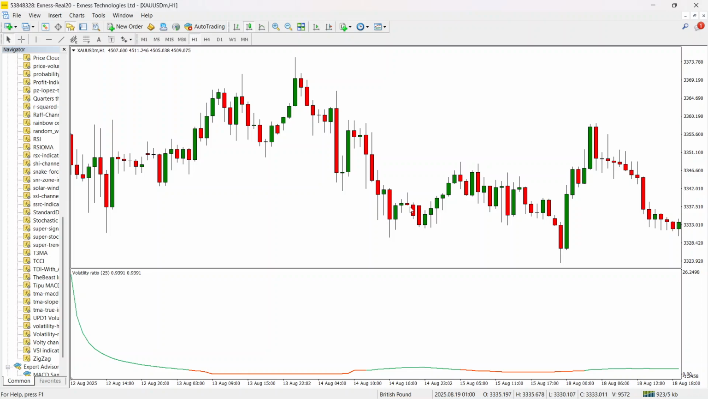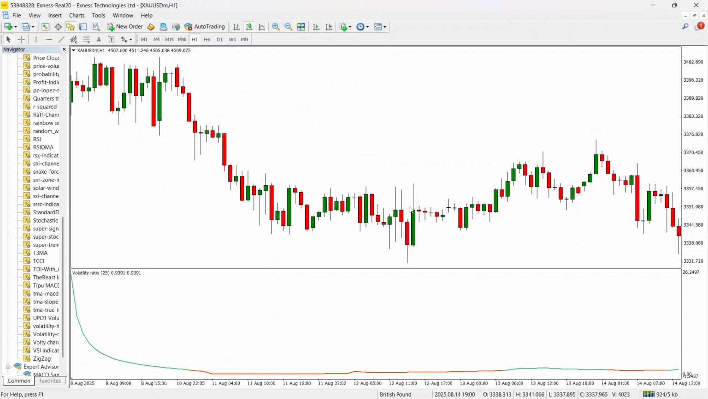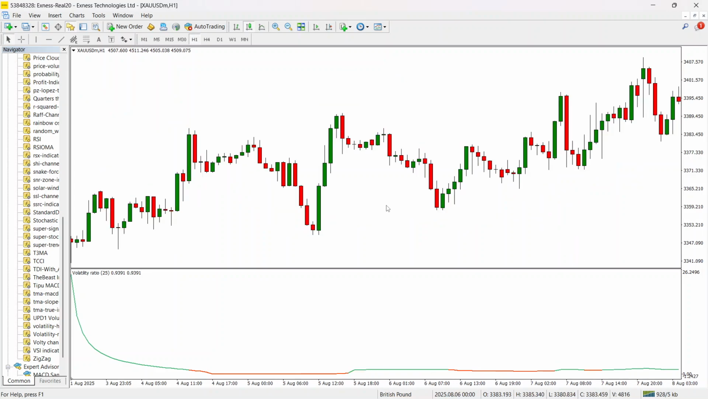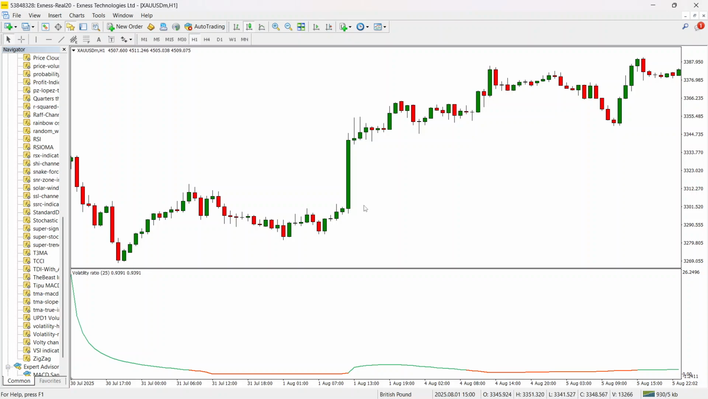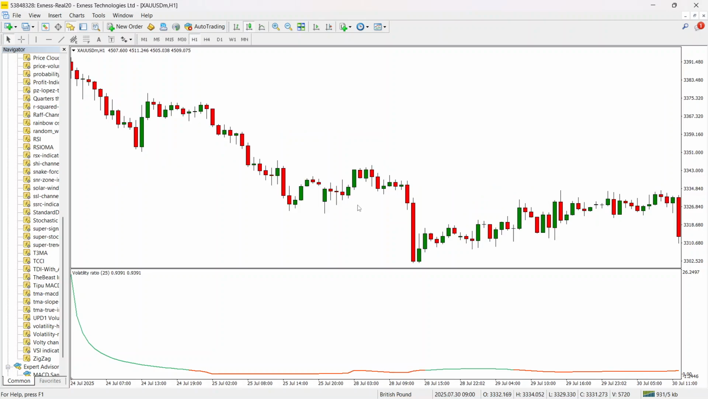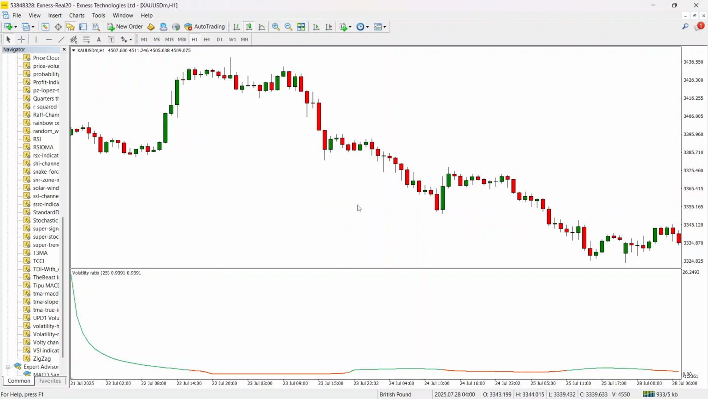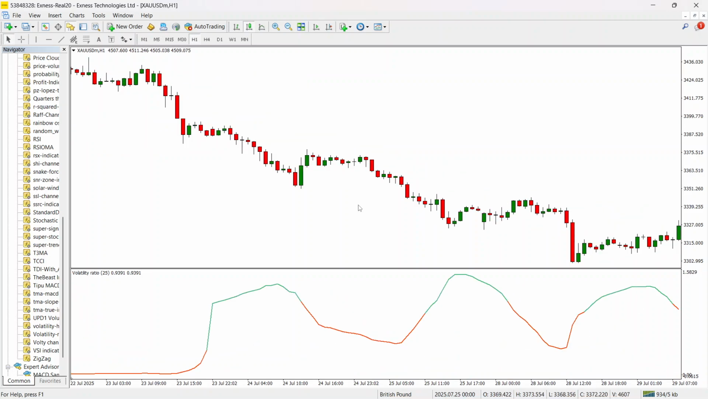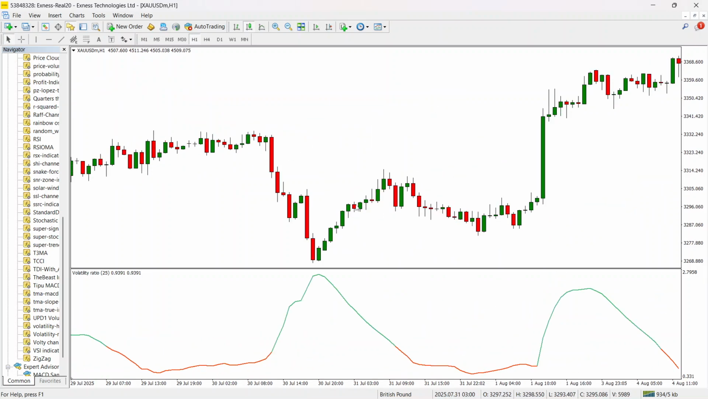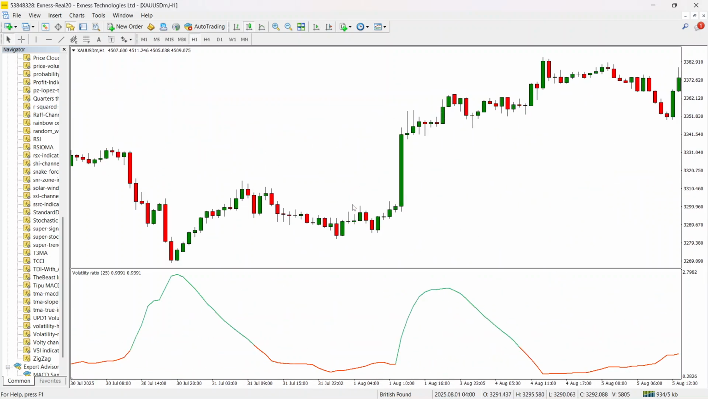The Volatility Ratio Indicator MT4 is a technical analysis tool that measures the relationship between the current volatility and historical volatility over a specified period. It calculates the ratio of recent price movement amplitude to the average movement amplitude over a longer lookback window, providing traders with a numerical value that indicates whether the market is experiencing high or low volatility relative to its recent history.